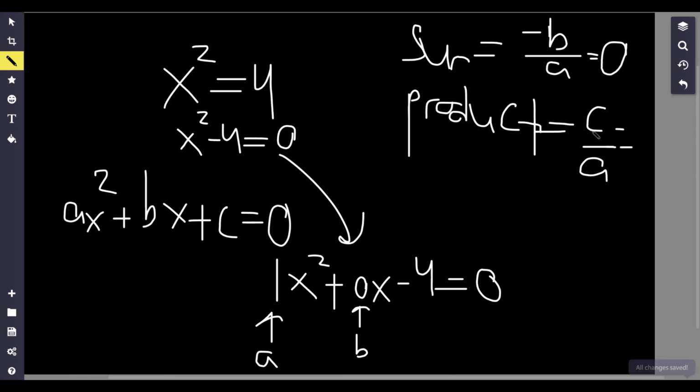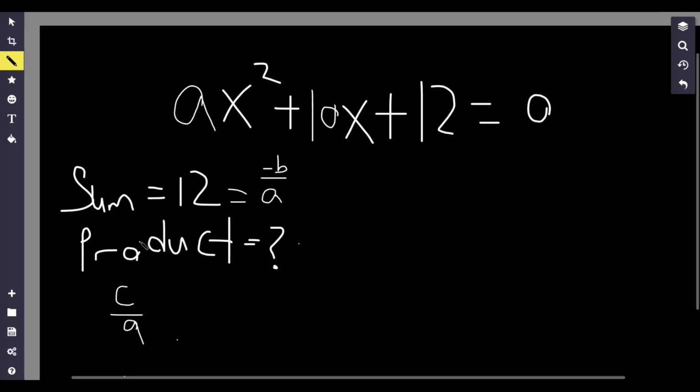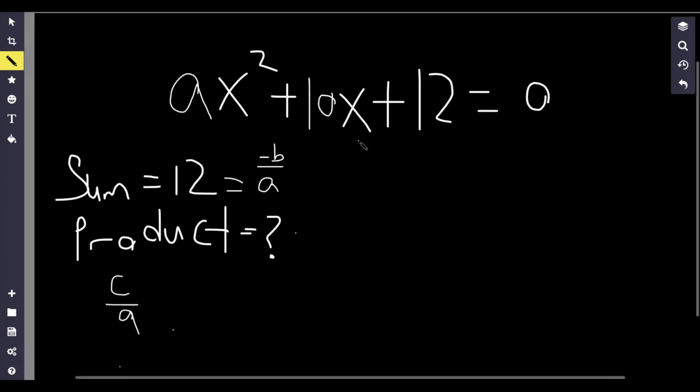And the product of the roots is c over a. We know that c is equal to negative 4 and a is equal to 1. So negative 4 divided by 1 is just going to be negative 4. And boom, we have our answer. Now let's do something a little bit different.